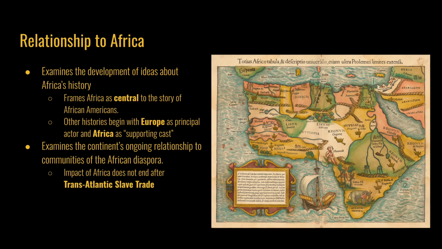The course will examine the continent's ongoing relationship with communities of the African diaspora. We'll look at the impact Africa has had, which does not merely end after the transatlantic slave trade, but continues to hold a place in the lives and minds of African Americans in America. The diasporic Africans embrace their transnational homeland and lineage, sometimes claiming African roots to place them where enslaved people were not taken from, such as Ethiopia or Egypt, to share in the contributions of these civilizations.